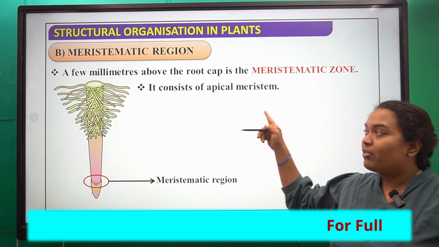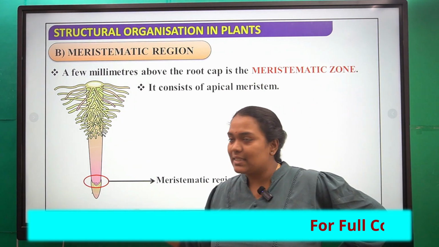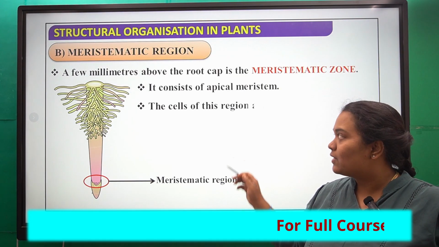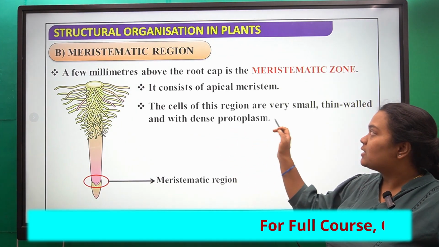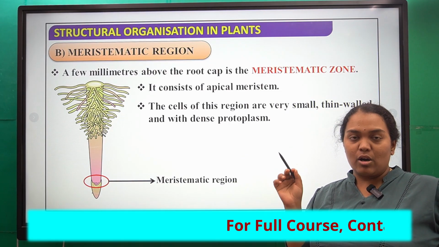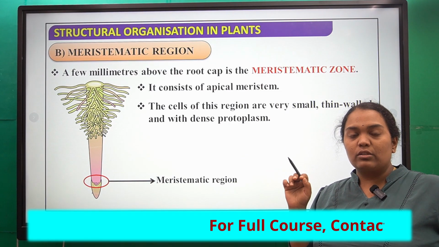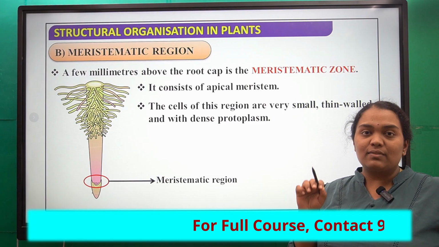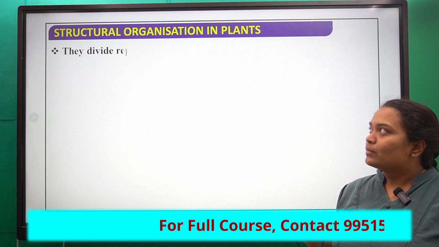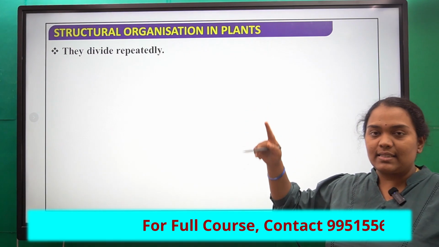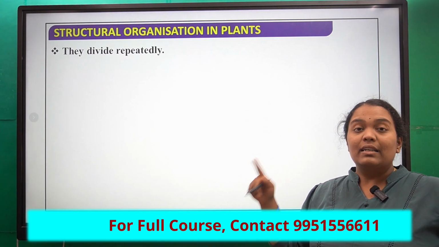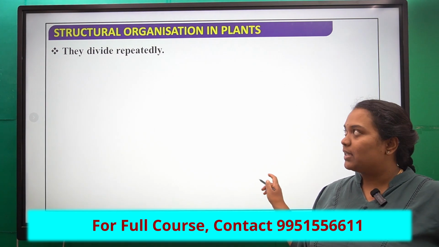And it consists of the apical meristem. Apical means the apex. Meristem means where the multiplication or maximum amount of division takes place. The cells of this region are very small, thin walled and have dense protoplasm. They are small, have a thin wall and also a high amount of protoplasm, which is also called the ground substance. They divide repeatedly, as I said many times. The main characteristic feature of this region is multiple divisions taking place.